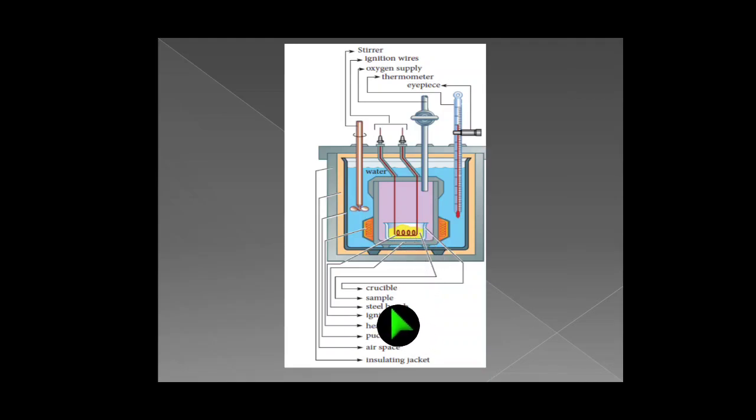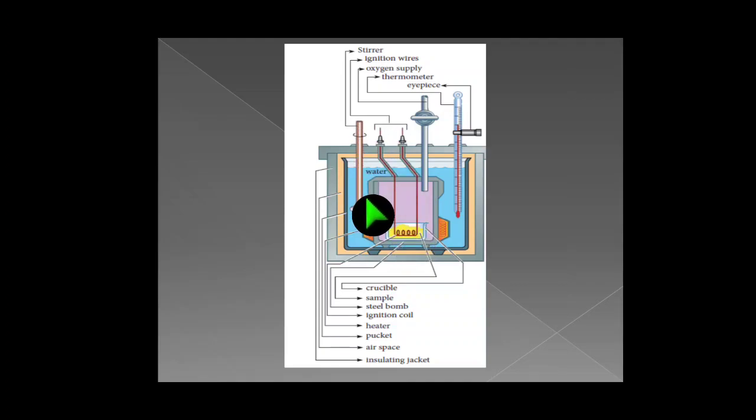The next one, the steel bomb. The platinum cup and ignition coil are taken inside the steel bomb. Inside the platinum cup is a yellow colored substance, benzoic acid, which is the sample. The cup is called a crucible, where we have to take the sample.